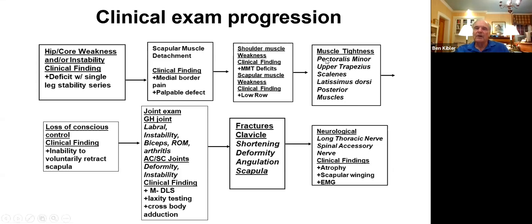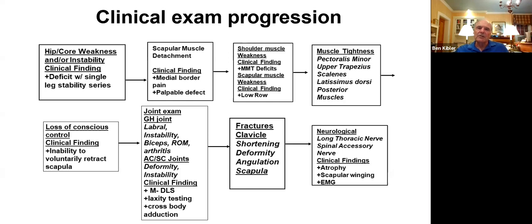Then you palpate for all the tightness of the muscles, pectoralis minor on the front, upper trapezius, latissimus along the lateral border, and then the posterior muscles. The very interesting thing here is called loss of conscious control. You have them voluntarily stabilize and retract the scapula. You'll find a lot of times they cannot voluntarily put the scapula in the right position. This is an inhibition that goes on.